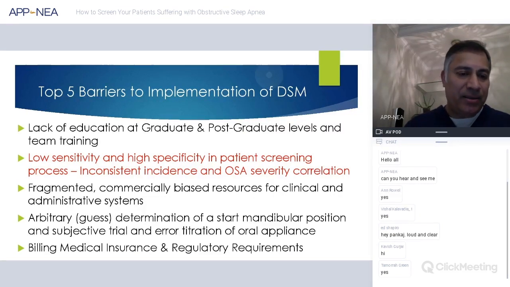And the third one is fragmented, commercially biased resources for clinical administrative systems, and the arbitrary, which is a guess, determination of a starting mandibular position, and the subjective trial and error titration of oral appliances. And of course, the fifth one, the medical billing part of it. And in a future webinar, we will be addressing each and every single one of these.